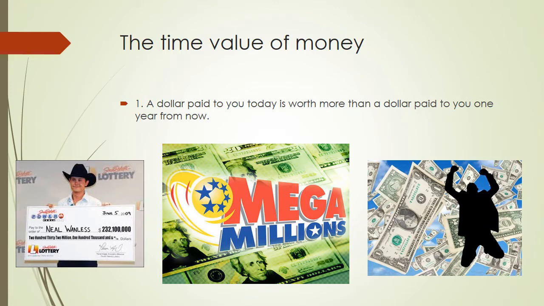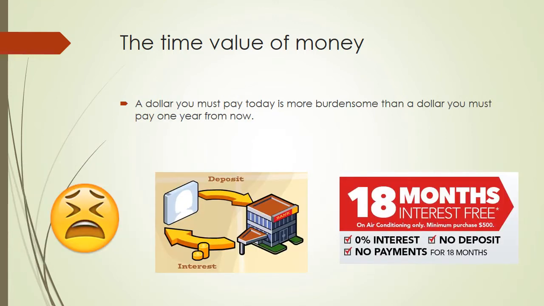So that starts off really simple. If I offered you $10 today or $10 1 year from today, you should pick the $10 today. But why? Well, at the same time, so this is the second statement, a dollar you must pay today is more burdensome than a dollar you must pay 1 year from now. So if I offered you have to pay me $10, you can either pay me today or you can pay me in 1 year, and it'll be exactly $10 either way. You should pick to pay me next year. And again, we're not talking about inflation here, so why?